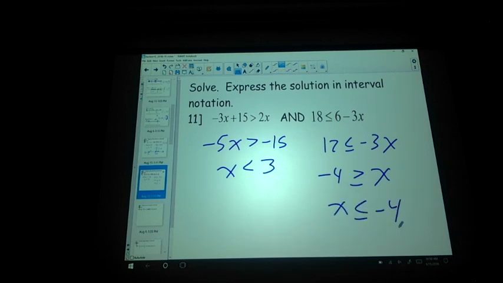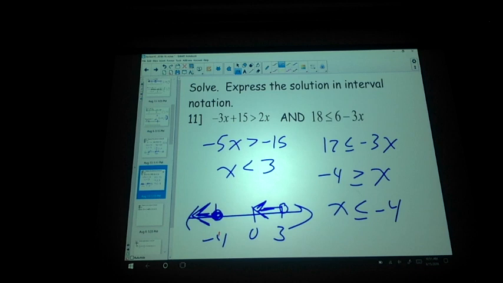Agreed? Yeah. So our negative 4 is here. We have a solid dot. I have 3 here, so 0 is there, 3 is here. Open dot. Is it "and" or "or"? And. So where is "and" going to work for us? Negative 4. Okay, so from where to negative 4? Negative infinity to negative 4. Square or rounded? Square bracket. Square. Love it.